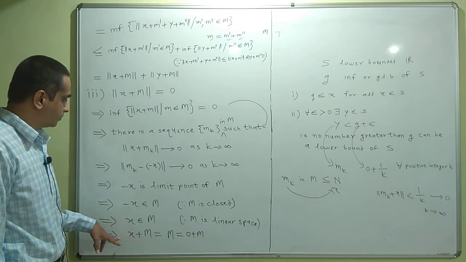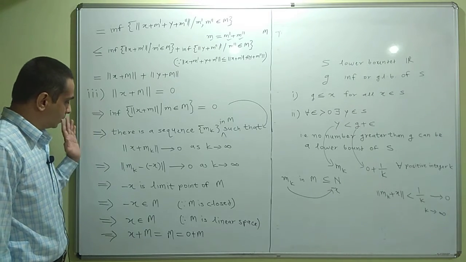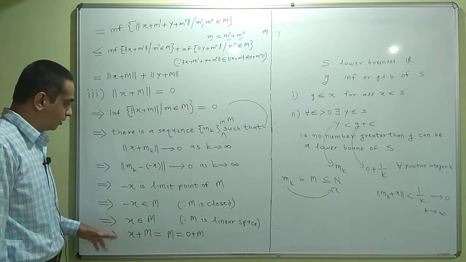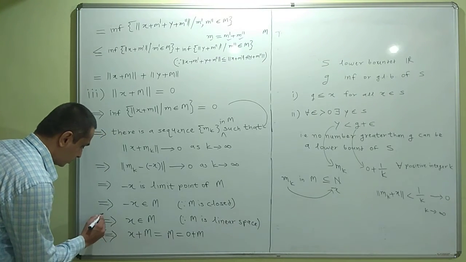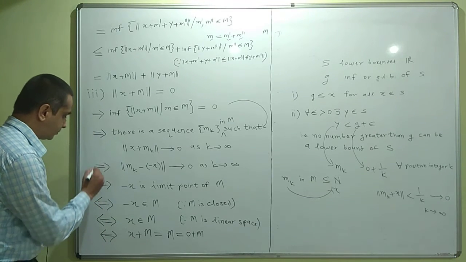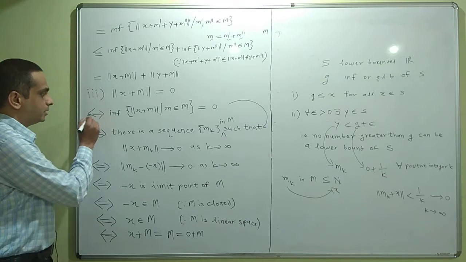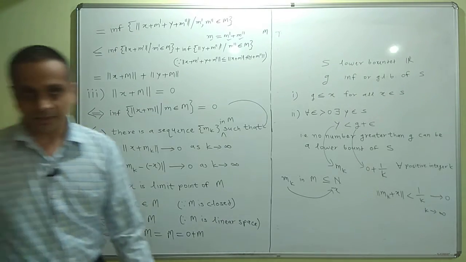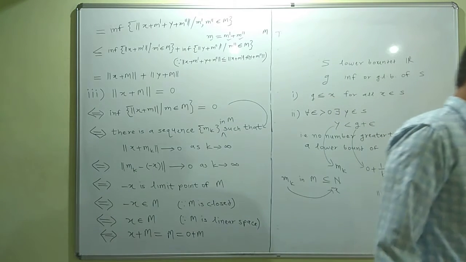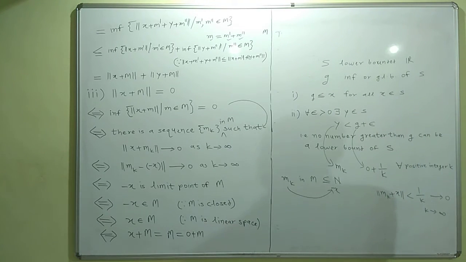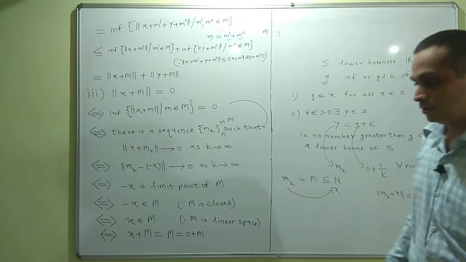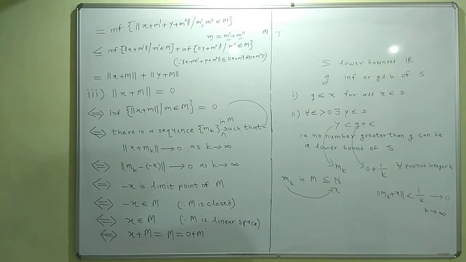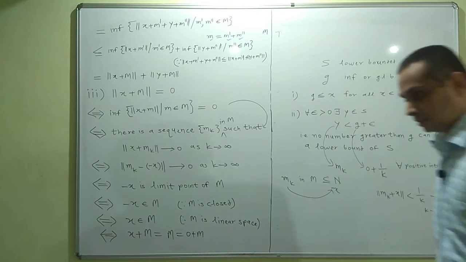If you carefully observe this argument, you can see that all steps can be reversed back. So we have that the norm of x plus M is equal to 0 if and only if x plus M is the 0 vector in N by M. Okay.